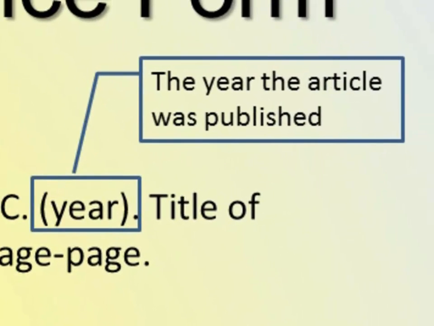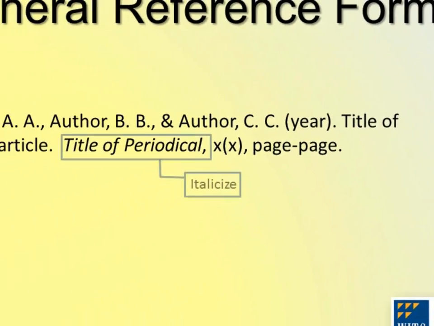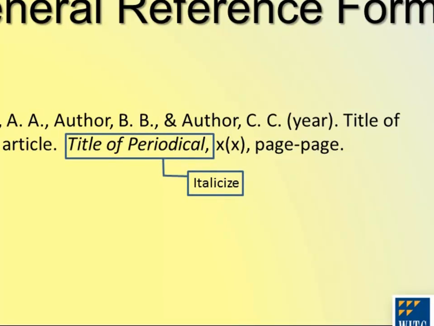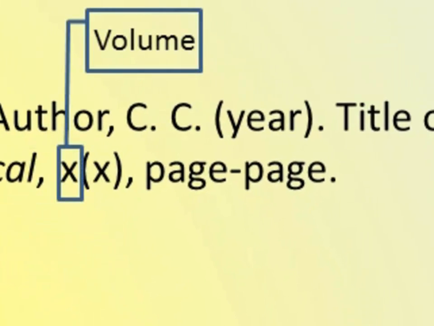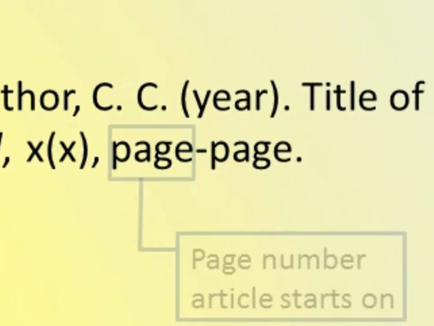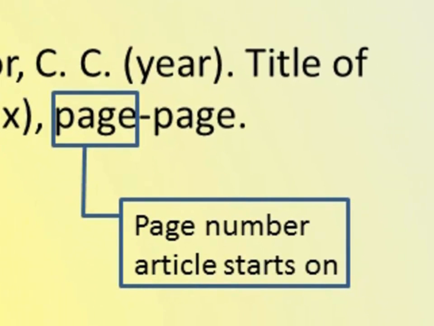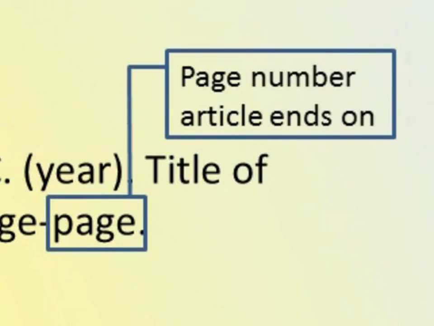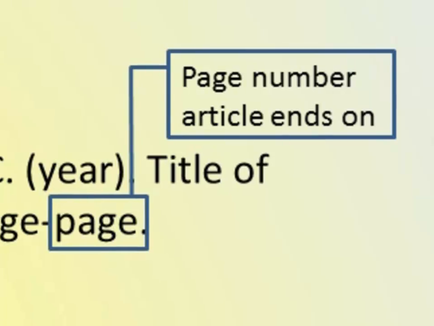Following that, you need to have the year that the article was published. Then you need to have the title of the article, not italicized, and then you need to have the title of the periodical, and then that part has to be italicized. Following that, you have to have the volume. After that, in parentheses, you need to have the number. And at the very end here, you need to have the page number the article starts on in the journal, and the page number that the article ends on in the journal.